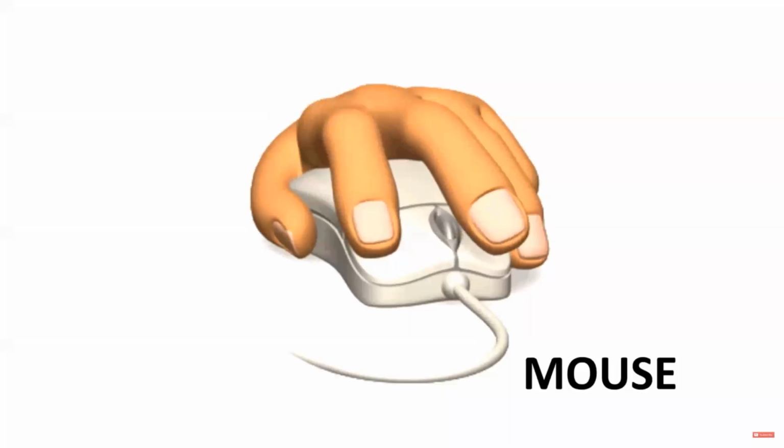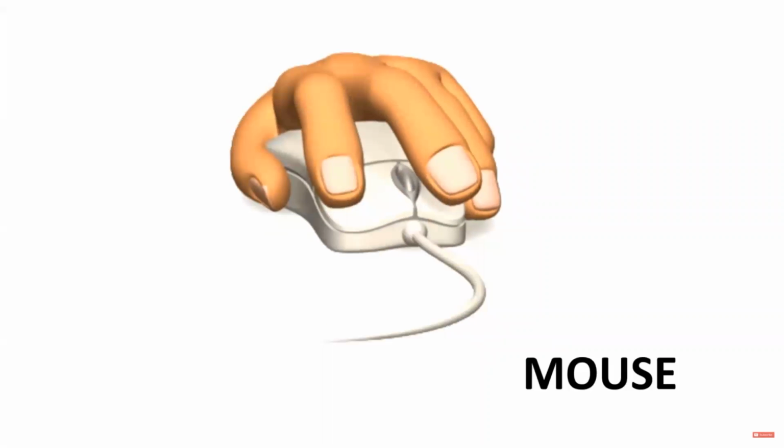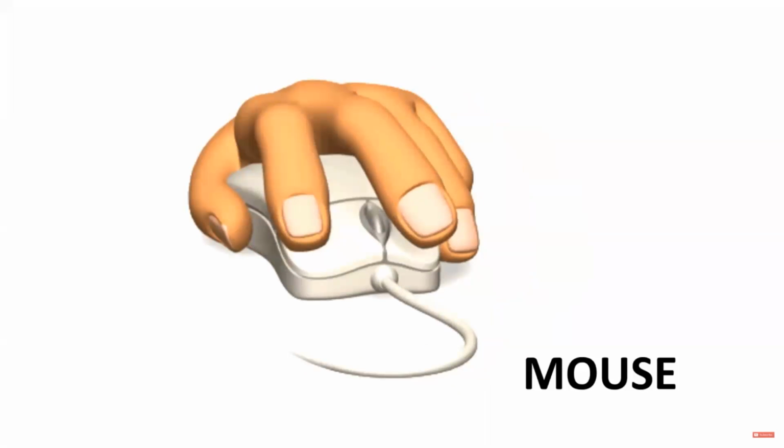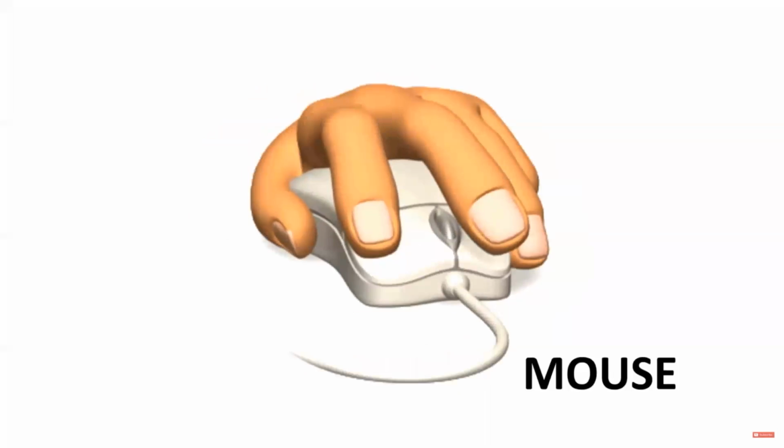Mouse is another essential input device used to interact with the computer. The mouse has 2 buttons, left and right, and a scroll wheel. Clicks with the mouse are the most fundamental piece of information sent to the CPU.